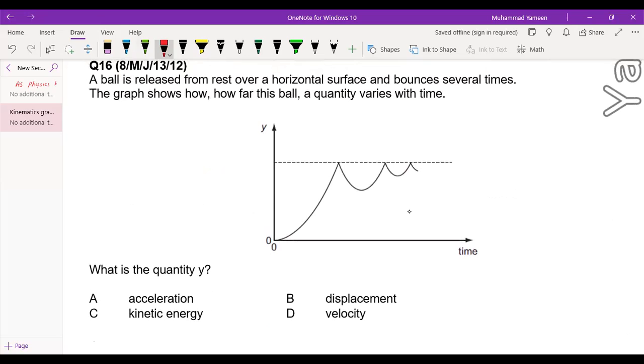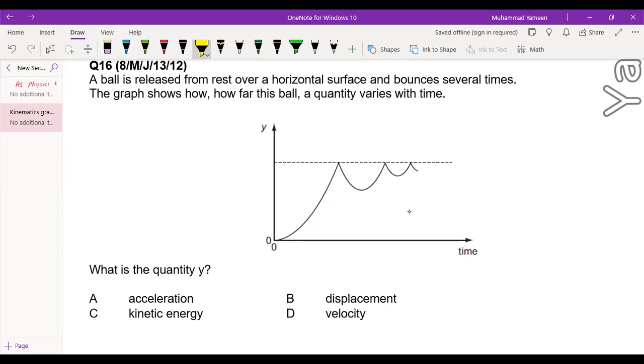A ball is released from rest over a horizontal surface and bounces several times. The graph shows how a quantity varies with time. So on the y-axis, you have some quantity y, on the horizontal axis, you have time, and we are given this graph. Any graph, we have to find what is y. So what is the quantity y?